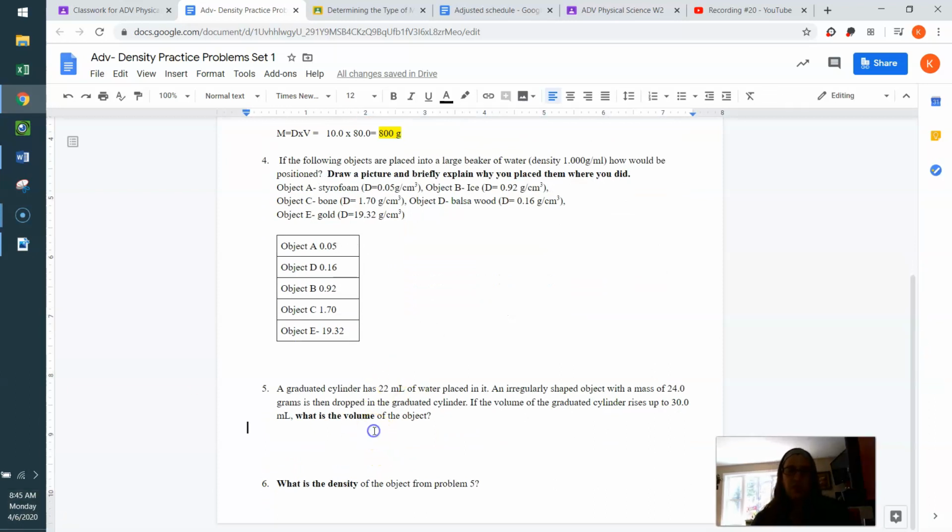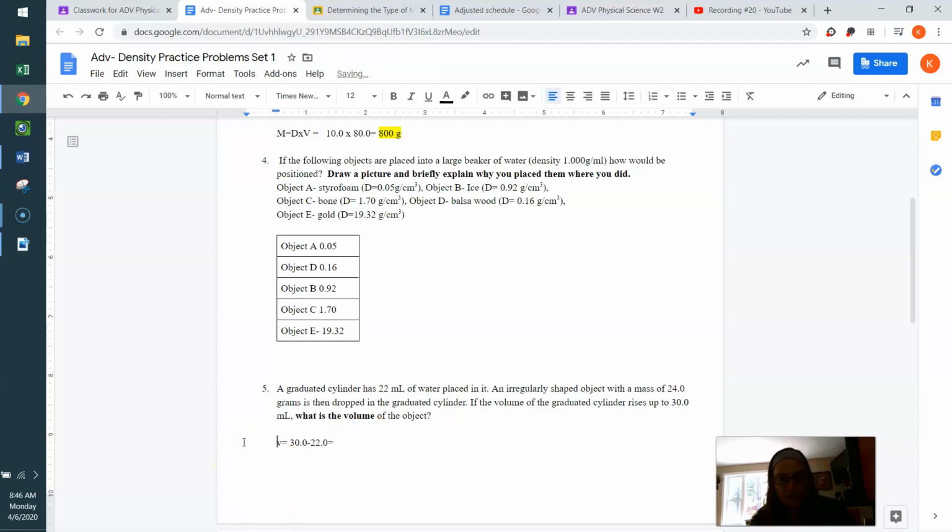And then we have the last problem, and it's two-part. Problems 5 and 6 go together, because the first thing you have to do is find the volume in this particular problem. Now, volume in this problem is being found using water displacement. So volume is going to be where the volume rose, 30.0 milliliters, minus where it initially started, which was at the 22 milliliter section. And that is going to tell you the volume of the object.